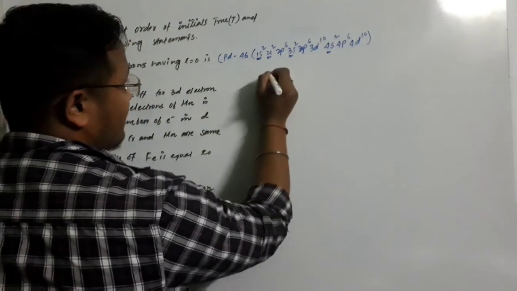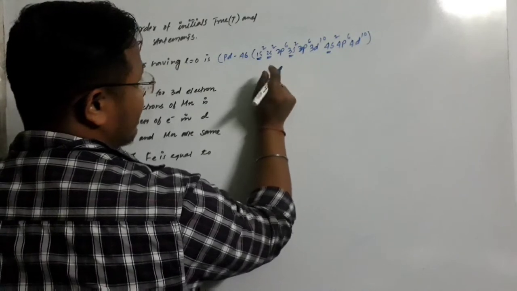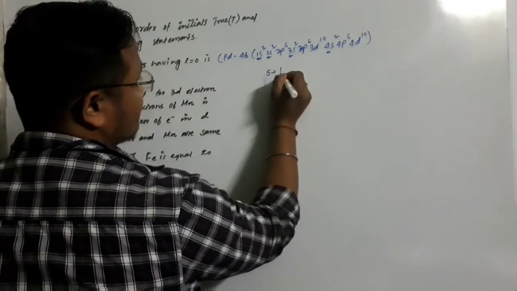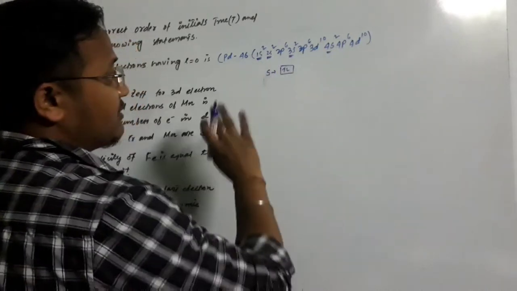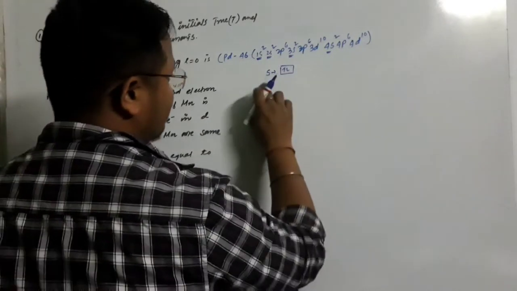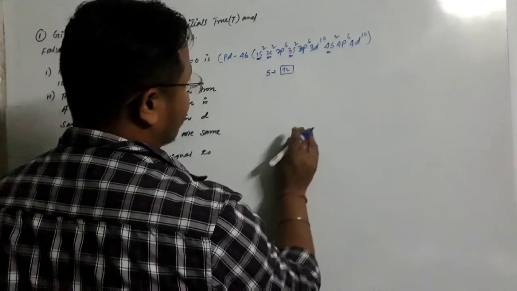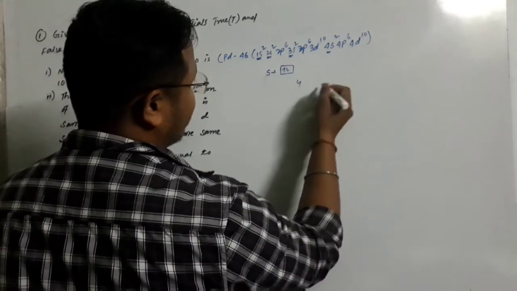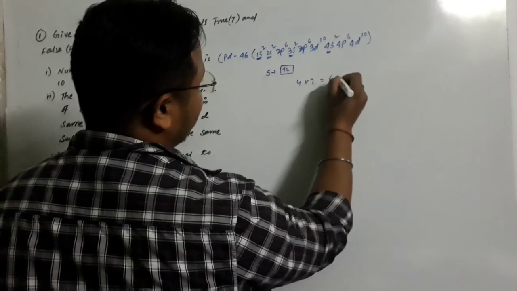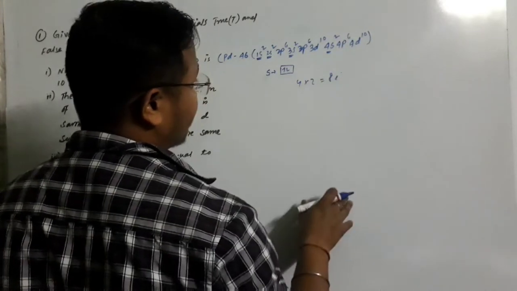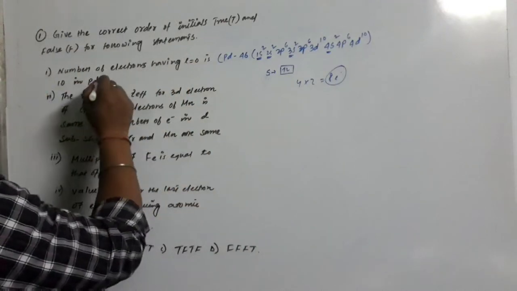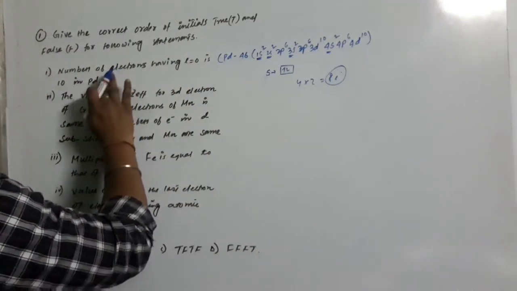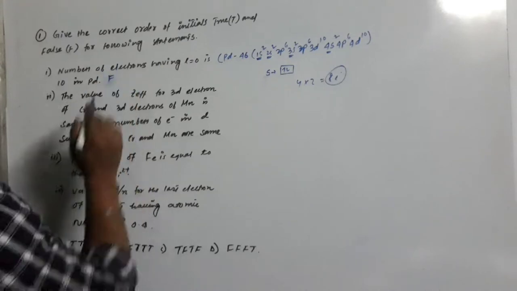So what we know is that an s orbital can contain a maximum of 2 electrons, right? And as we can see here, all the s orbitals contain 2 electrons. If you count the total number of electrons, 4 s orbitals into 2 equals 8 electrons. As it is 8 electrons, the statement given is not correct. It is false, right? It is false.